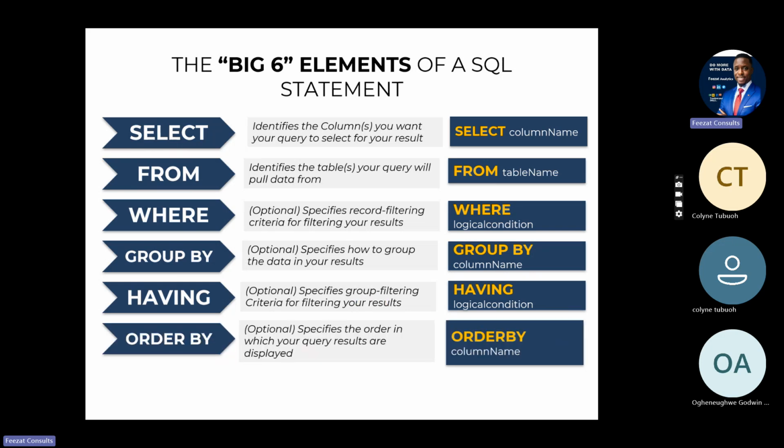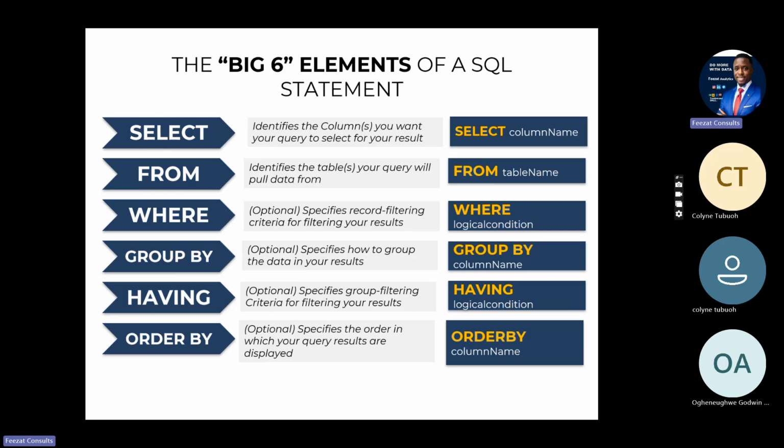So order by is the sixth and the last big element of a SQL statement. What order by allows us to do is to determine the order at which our data is presented. I'll say that again. Order by is a function in SQL that allows us to determine the way our data would be presented. Do we want it in ascending order or descending order? So order by is what allows us to specify the order in which our query is returned.